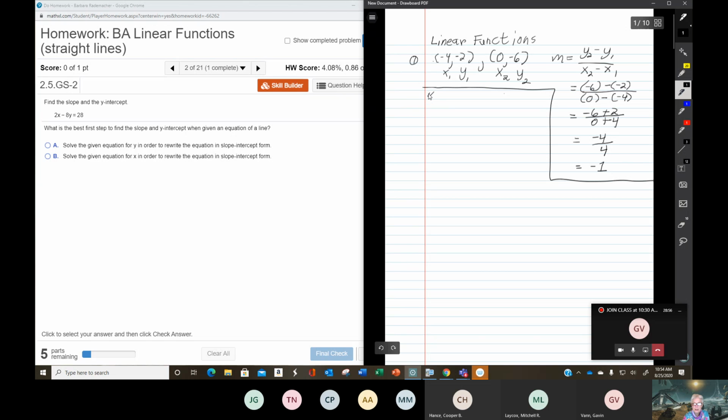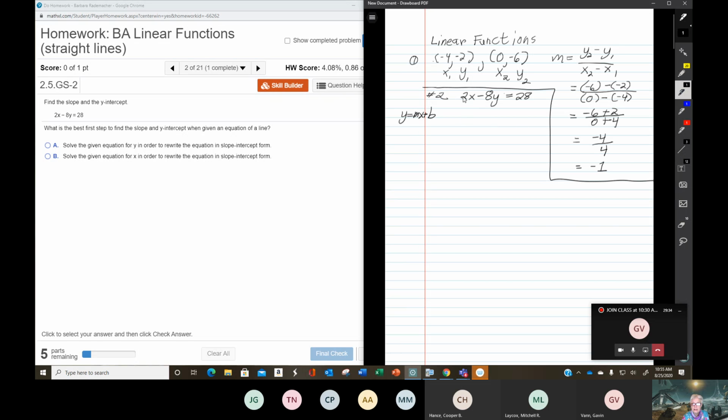Okay, I'm going to make little separation lines. Now we're going to do number 2, where we take a line in standard form and change it to slope-intercept form in order to find the slope. So 2x minus 8y equals 28. To put this in slope-intercept form, y equals mx plus b, I have to solve for y.